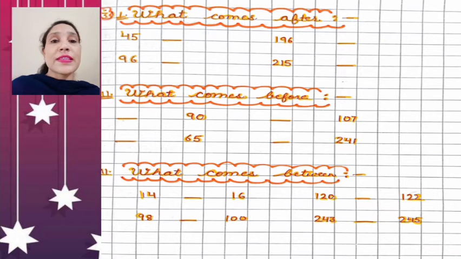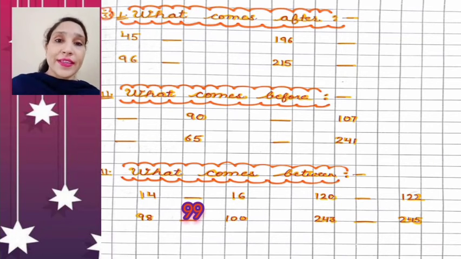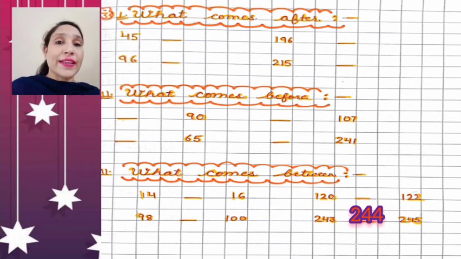And next number is 98 and 100 is given. What comes between 98 and 100? That is 99. हम सीरीज कैसे पढ़ते हैं? 98, 99, 100. Next number is 243 and 245. What comes between the both numbers? Yes, number is 244. Like this you will complete the between numbers.